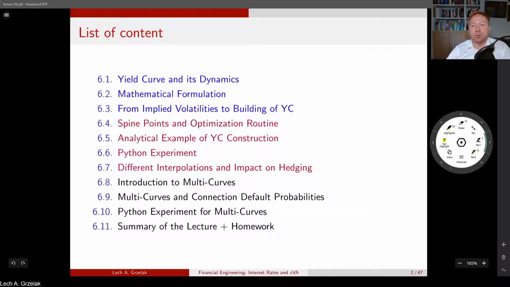Welcome everyone to the second block of lecture number 6 on building of yield curve. Today we will discuss yield curve construction, of course. It will be a very practical block where I will show you how to develop an algorithm for building of a curve. We will also perform the curve calibration, let's say, on slides.